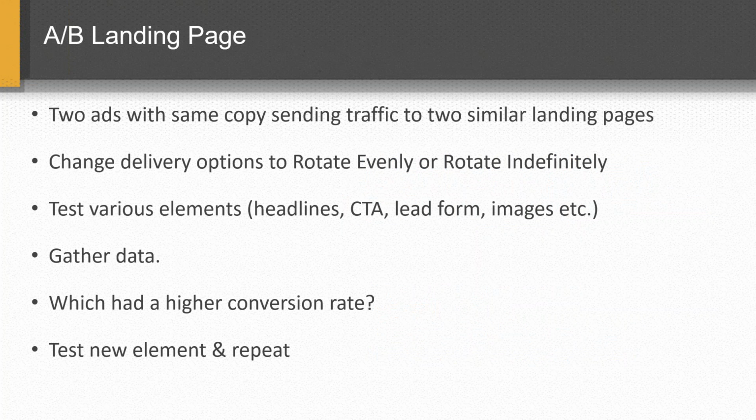Now, the next section will be A/B testing landing pages. Implementing A/B testing for landing pages is very similar to testing ad copy. In this case, however, use 2 ads with identical copy in the same ad group and set the ads to direct to 2 different versions of your landing page. Within your campaign settings, again, you'll want to change the ad rotation setting and select the third option, rotate evenly, or rotate indefinitely.